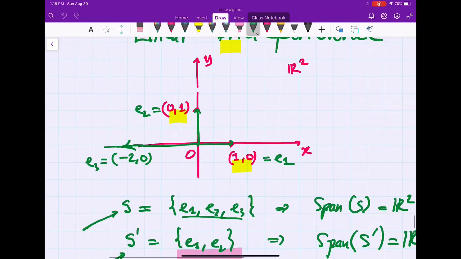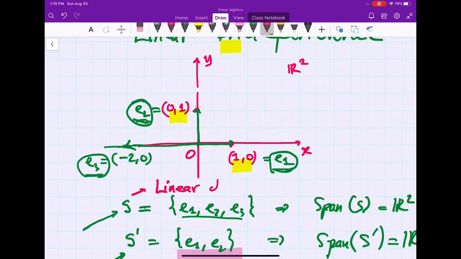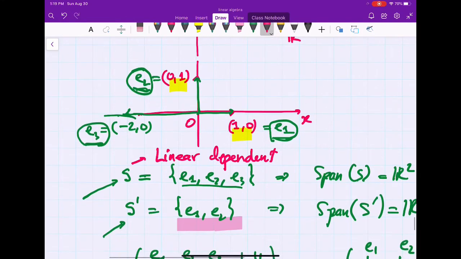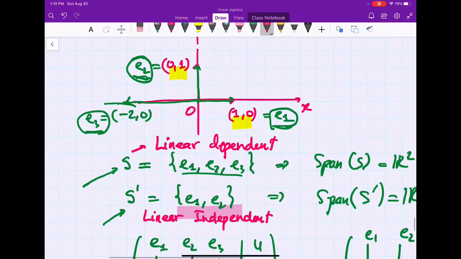Okay? So let's say this. In this picture, three vectors, E1, E2, and E3. This set is linear dependent. Why? Dependent because E3 can be represented as a linear combination of E1 and E2. Does that make sense? That's why this set S is linear dependent. Why is S prime linear independent? Because E1 cannot be represented as a linear combination of E2, and of course, E2 cannot be represented as a linear combination of E1. So such a set is called linear independent.